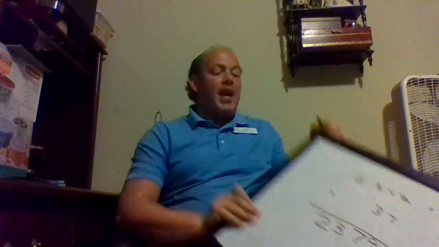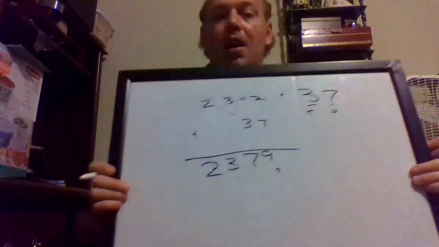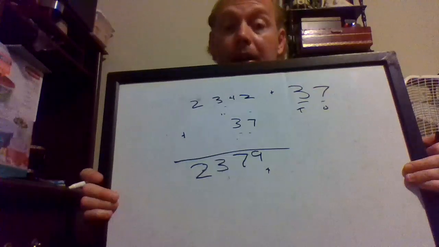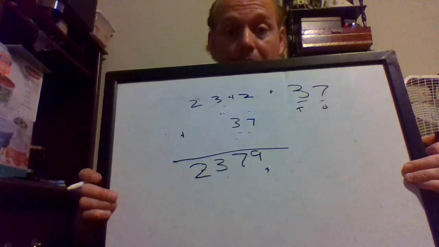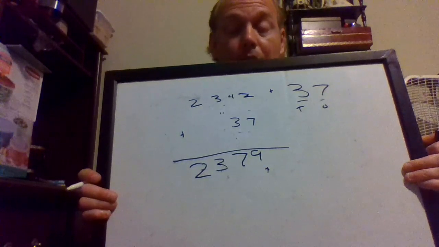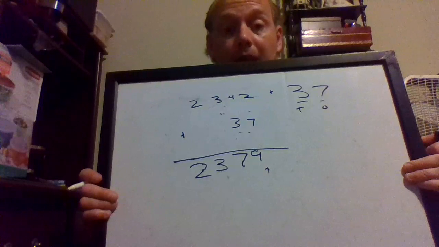2 plus 7 is 9. 4 plus 3 is 7. 3 plus what would technically be 0. 3 plus 0 is 3. And 2 plus 0 is 2. So that is a very roundabout way of addition. But there are times that you will need to know that.